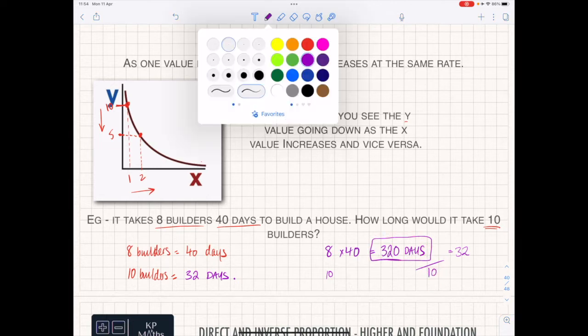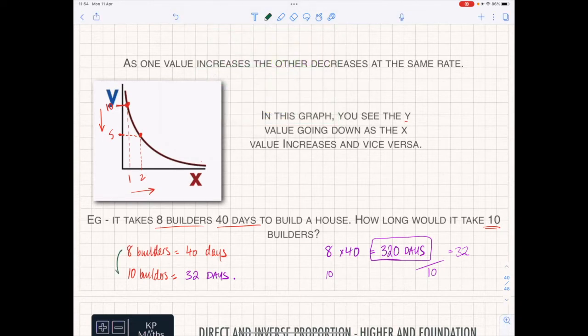Now there is another way of looking at this. You can think to yourself, how do I go from 8 to 10? Well, to get from 8 to 10, I times by 1.25. And if you didn't know how to do that, you could do 10 divided by 8, and it gives you 1.25. But I can't times this by 1.25. That wouldn't work, because if I times that by 1.25, what I end up having is a number that would end up being higher. It'd take me 50 days. Well, that doesn't make sense.